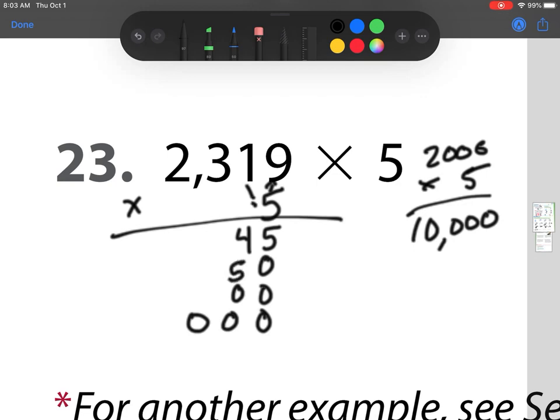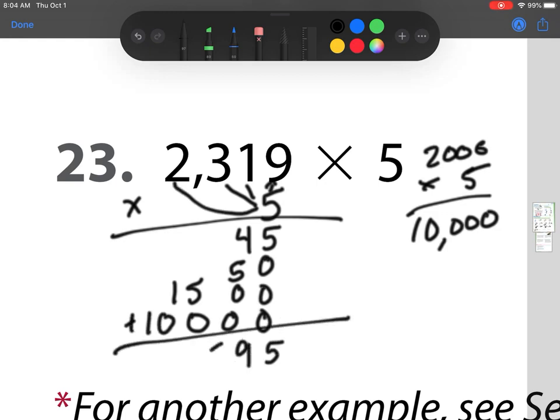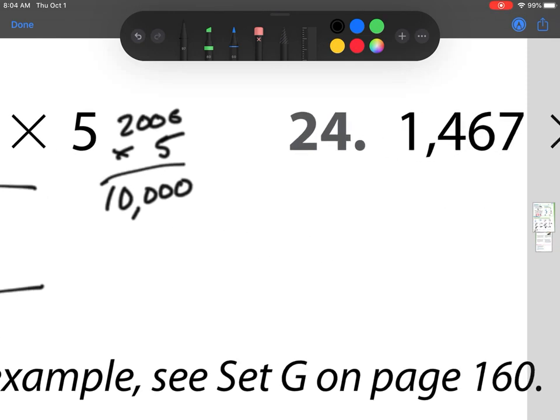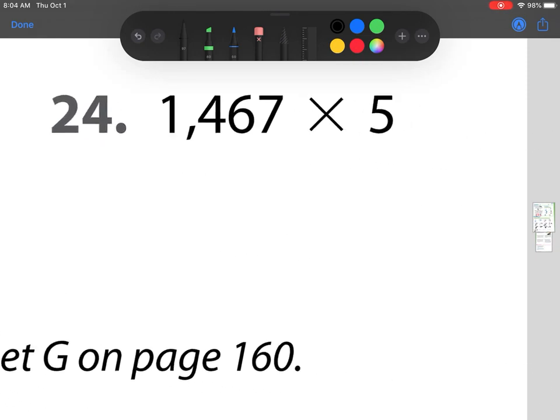5 times 1 is 5. 5 times 3 is 15. And lastly, 5 times 2 is 10. So when we add them up, it's 11,559, which is close to that 10,000. Our next one is a 5 as well, which was nice of them. Our answer should be close to 5,000, 1,000 times 5, and we're going to use partial product or standard algorithm.